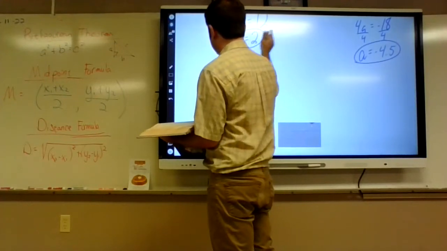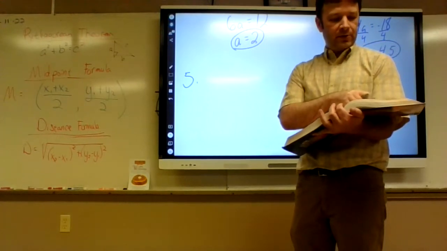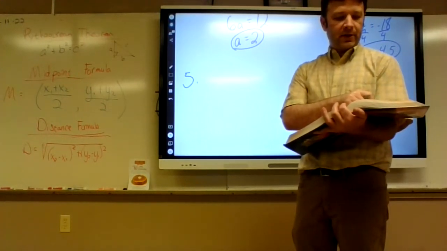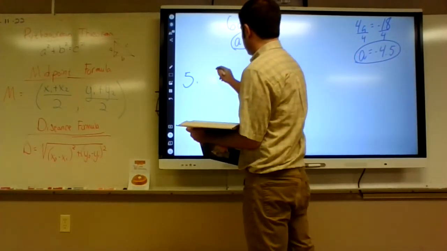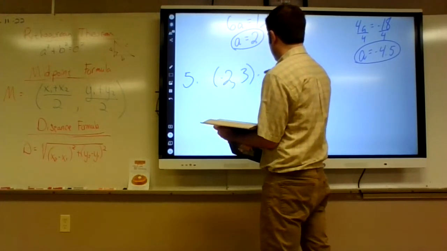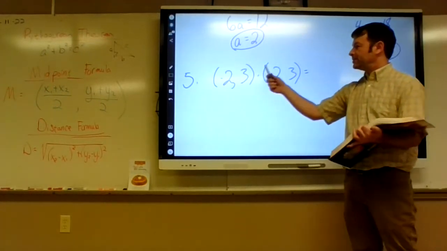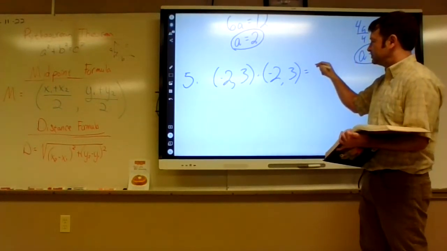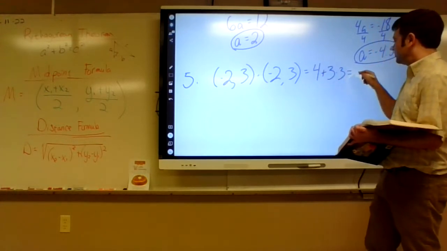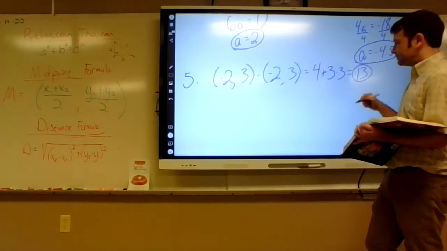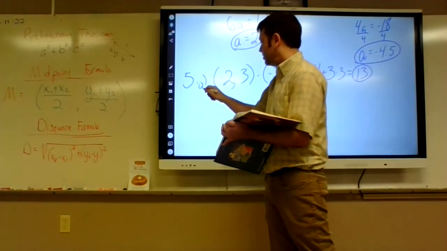Number 5. If u is -2, 3, find the dot product of u and u. So just -2, 3 dot -2, 3. What's -2 times -2? 4. Plus 3 times 3, 9. 4 plus 9 is 13. That took me way too long. Is that A?